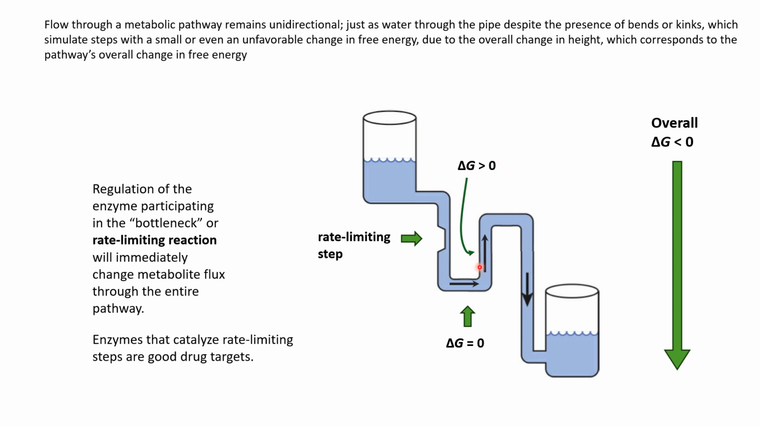So the flow of water is going against gravity in this case, just as the flow or flux through a metabolic pathway is proceeding from the beginning to the end of the pathway, even though a step within that pathway may actually be thermodynamically unfavorable. So this diagram puts together some thermodynamic concepts and kinetic concepts together. It's a very useful analogy.